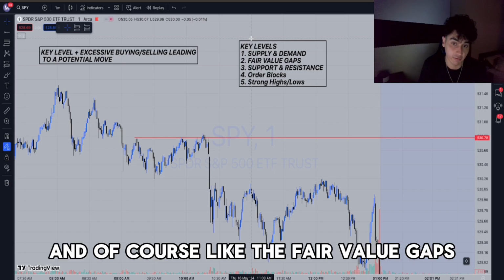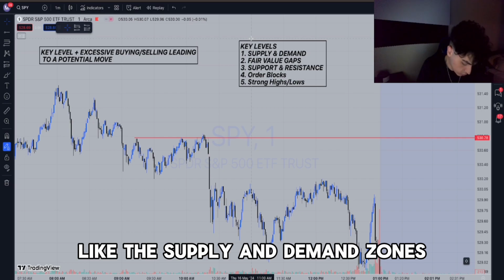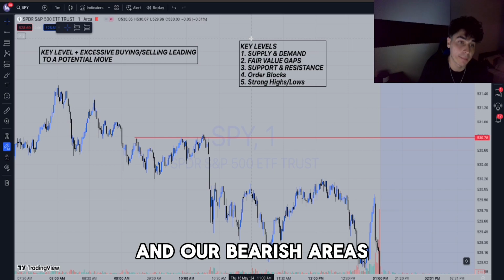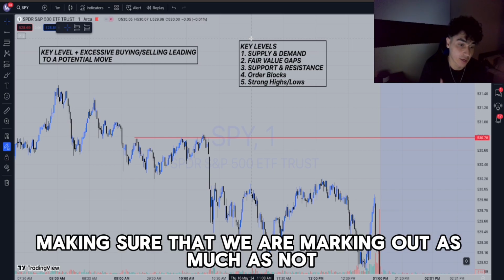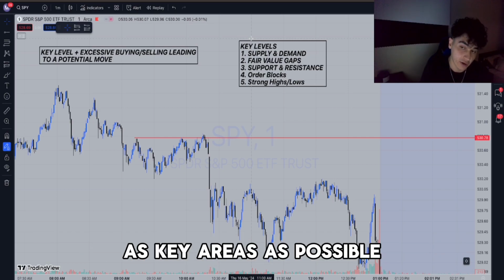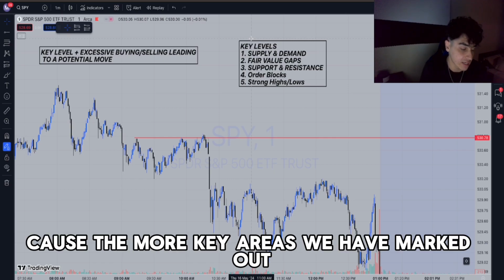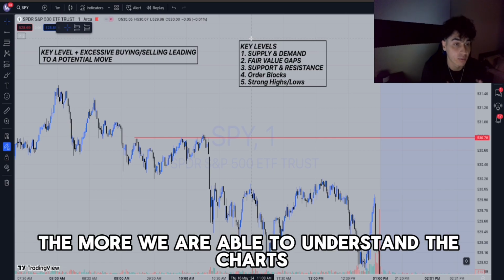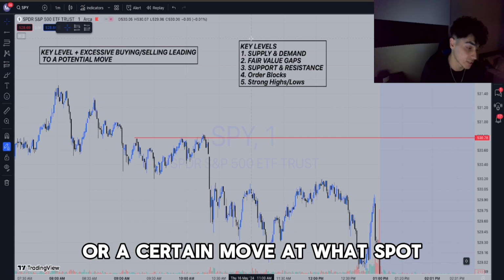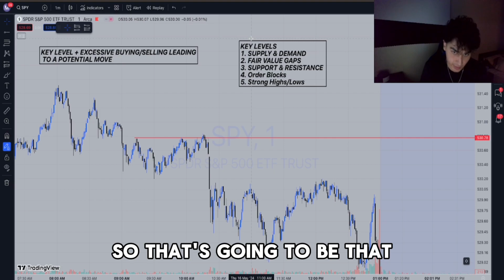And of course, like the fair value gaps and the supply and demand zones, we want to make sure we are marking out our bullish areas and our bearish areas, making sure we are marking out as many key areas as possible, because the more key areas we have marked out, the more we are able to understand the charts and understand where price is likely to have a certain reversal or a certain move at what spot. So that's going to be that.